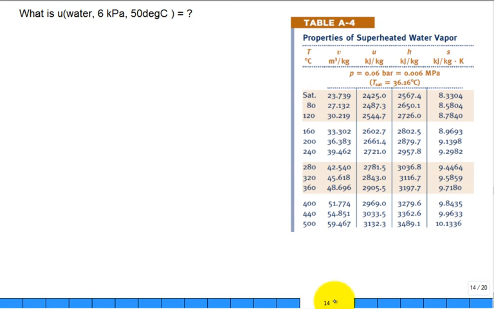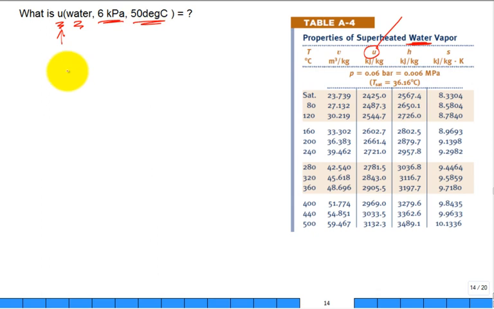All right, this one we'll do. What is the lowercase u? What's the name of that? What's the name of lowercase u? Specific internal energy for the fluid water. So let's make sure we're in the water table. 6 kilopascal and 50 degrees C.